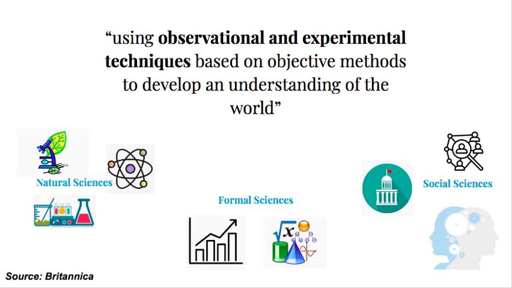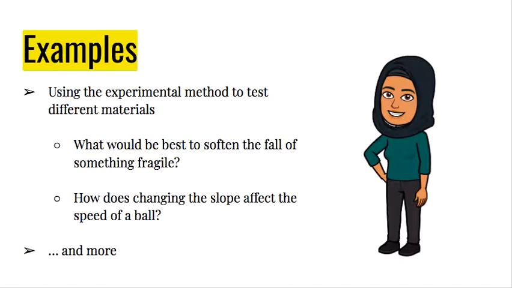The science tier of STEAM can be broken down into 3 parts: the natural, formal, and social sciences. Natural sciences include disciplines such as chemistry, biology, and physics, whereas the formal sciences include disciplines like statistics. The social sciences, on the other hand, include disciplines like psychology, sociology, and political science. Although all 3 may seem unrelated at first, what unites them is their use of observational and experimental techniques based on objective methods to develop an understanding of the world.